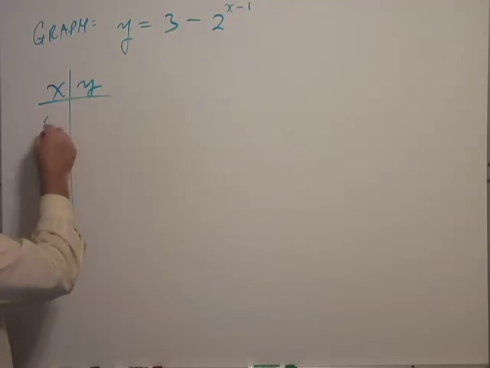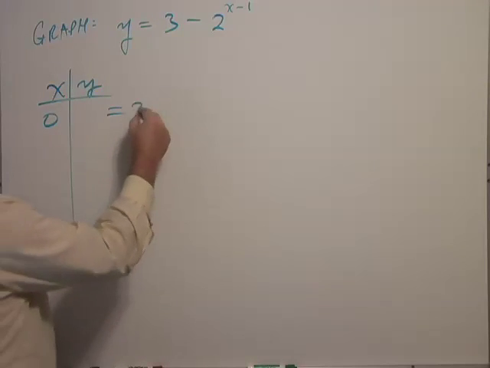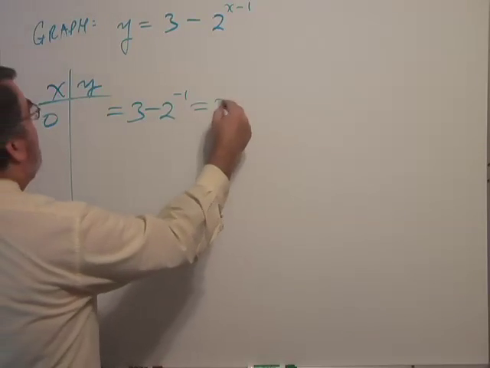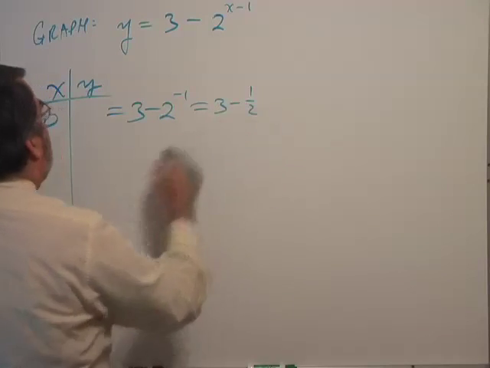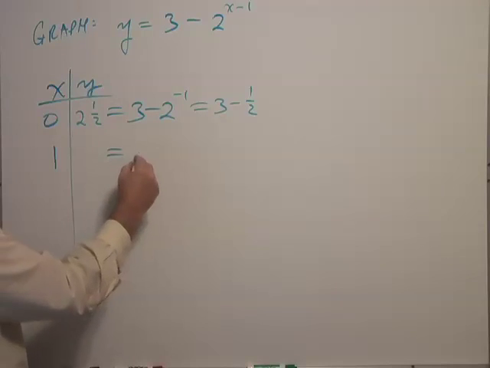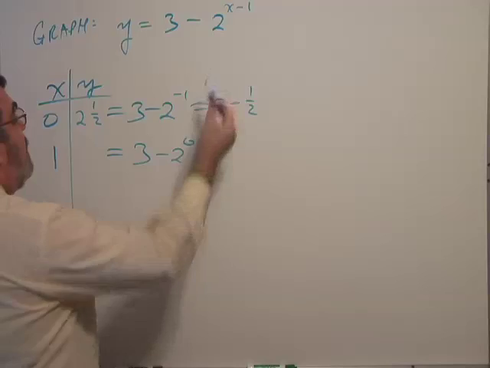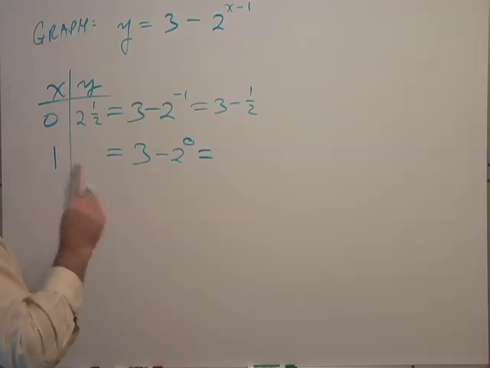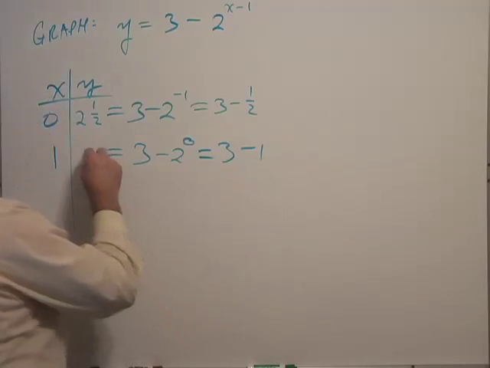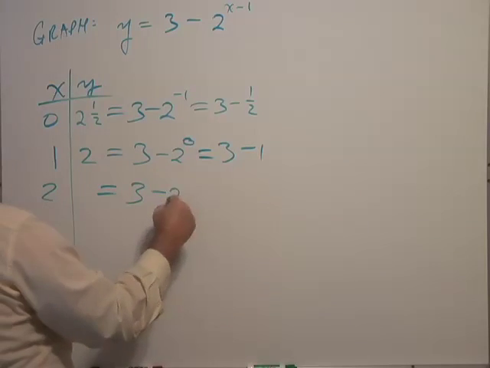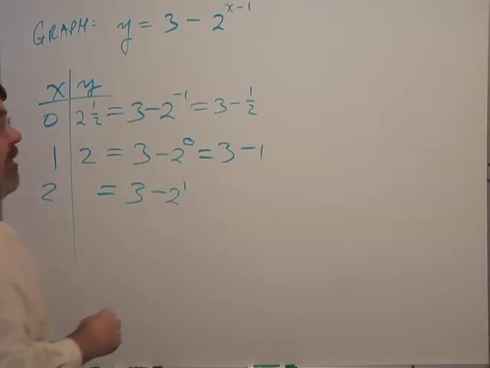So how about we just start with 0, and y would be 3 minus 2 to the negative 1 power, which is 3 minus 1/2, so that's 2.5. If I go to 1, then I've got 3 minus 2 to the 0 power, 1 minus 1 is 0. And what is 2 to the 0? It's 1, so that's 3 minus 1, which is 2. If I plug in 2, I've got 3 minus 2 to the 2 minus 1, first power. That's 3 minus 2, which is 1.